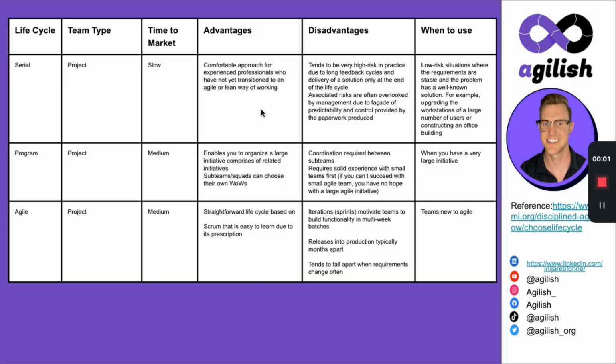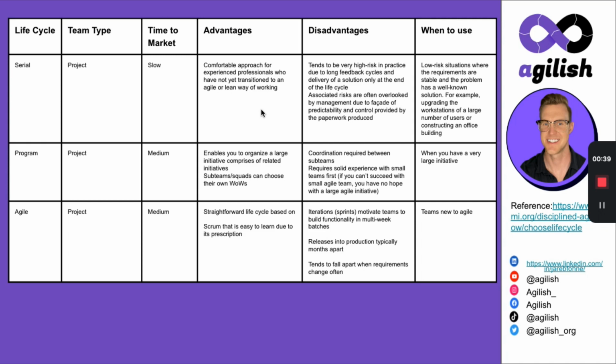So now let's go into the details of these operating models or life cycles. The first one we talked about is serial, that's maybe traditional waterfall. In this table, you have the operating model or life cycle, the team type, time to market, so how fast you're releasing to market, some advantages, some disadvantages, and then when to use. We kind of look at what we just covered in the decision tree, but with a little more detail.